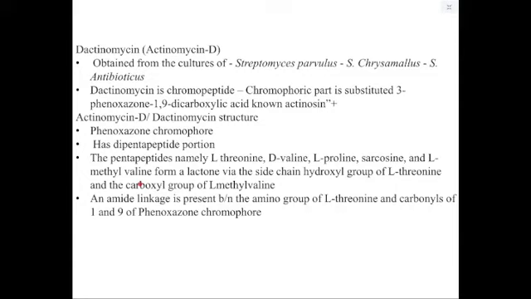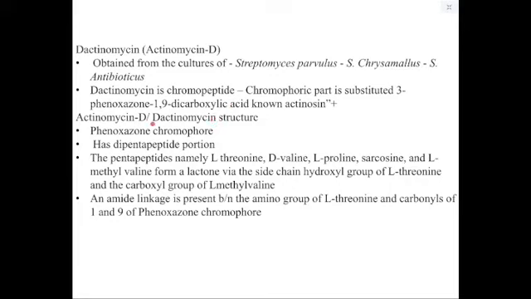So we are saying there is a 1,9 dicarboxylic acid. You looked at position 1, there was a carbonyl group. For the peptide to come in, it must have been a carboxylic group. So that's why we are calling it a substituted 3-phenoxazone 1,9 dicarboxylic acid. At positions 1 and 9, initially there was a carboxylic acid, which formed a peptide bond with, of course, the amino acids.